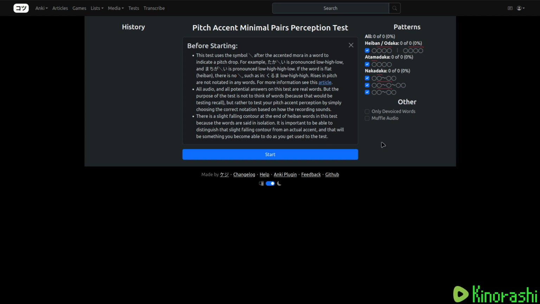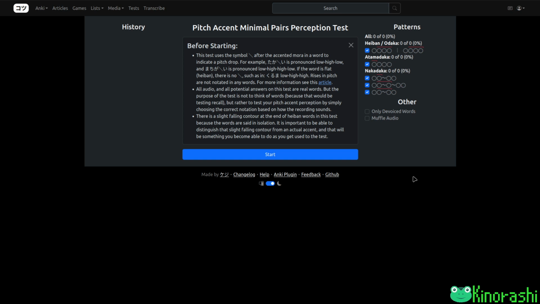Miru, 見る. Mita, 見た. Mite, 見て. Conditional: mireba, 見れば.